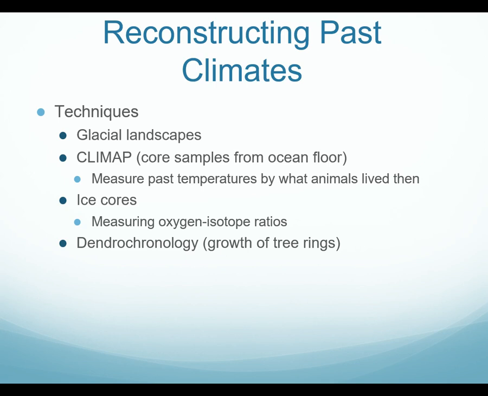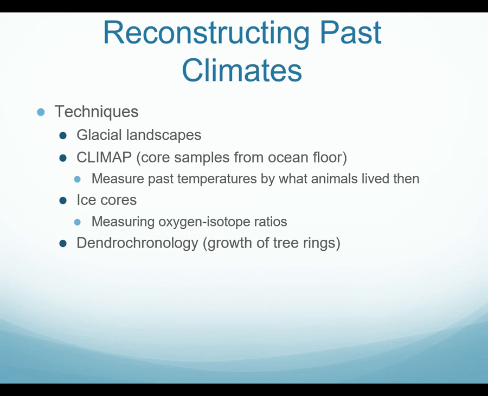Very similar to that, instead of digging for a core of dirt from the bottom of the ocean floor, is digging for a core of ice in the bottom of a glacier, very common in Antarctica and in Greenland. Well, what good is this? Well, inside of the ice, there are little pockets of air that are trapped. When you extract that air, you can actually measure the different oxygen isotopes in that air.